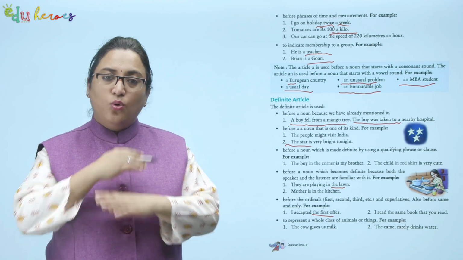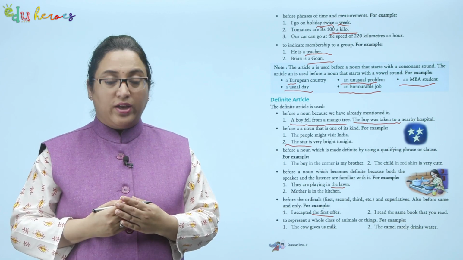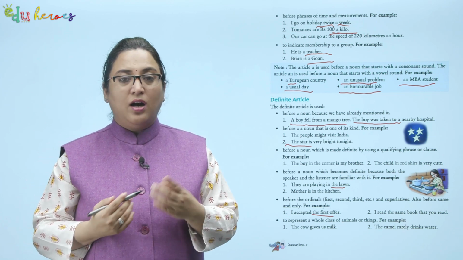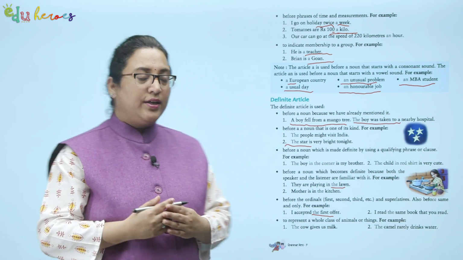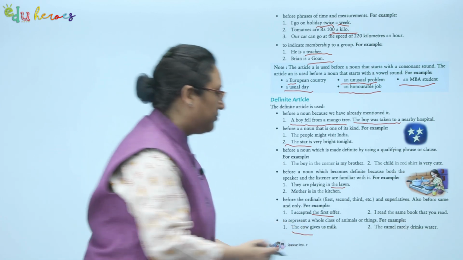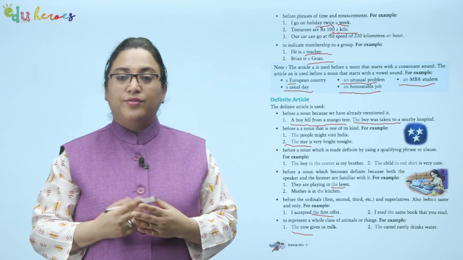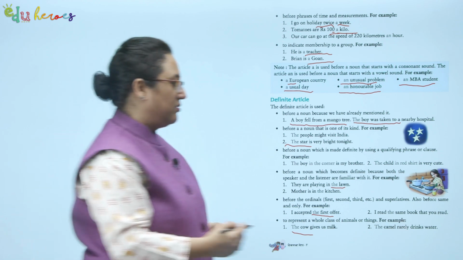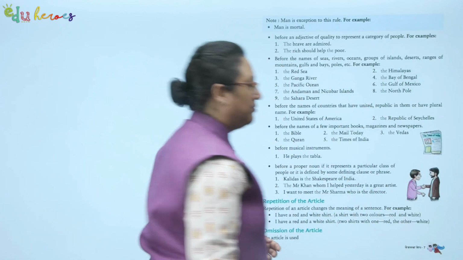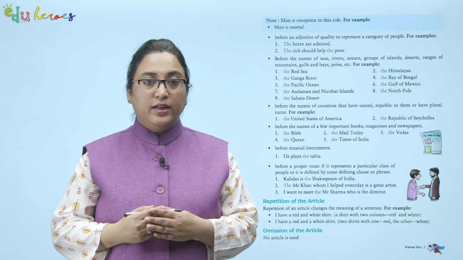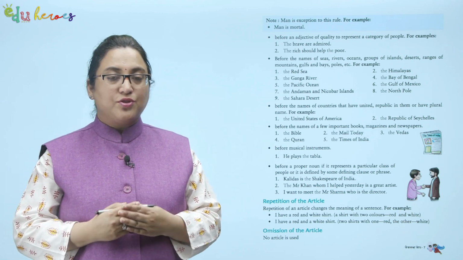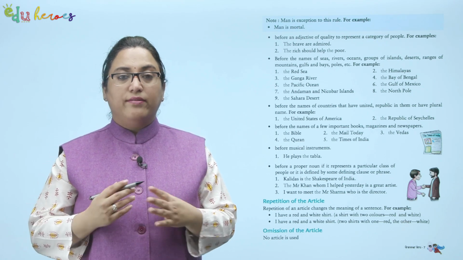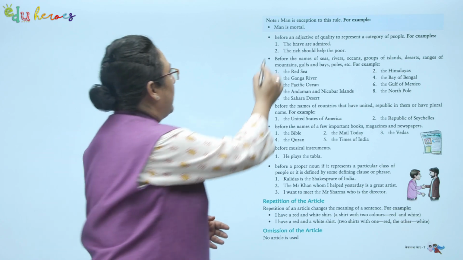Next, to represent a whole class of animals or things, for example, the cow gives us milk. So it's not just one cow, we are talking about the entire class, entire category. The camel rarely drinks water. In the same manner, we are talking about all camels here. Important thing to note, man is an exception to this rule. For example, man is mortal. So we will not write the man is mortal. We will only write man.